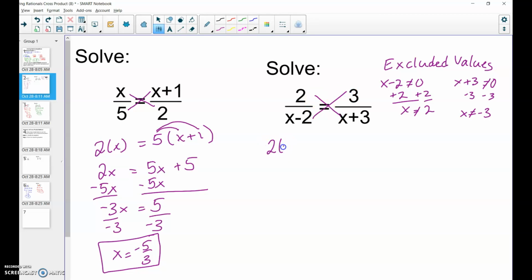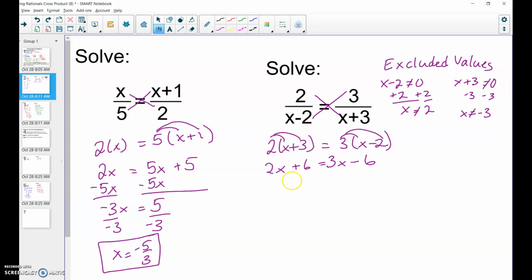So I have 2 times x plus 3 equals 3 times x minus 2. Okay, I have to distribute these numbers in front for both sides of my equation. So I have 2x plus 6 equals 3x minus 6. And now I'm going to solve for x.